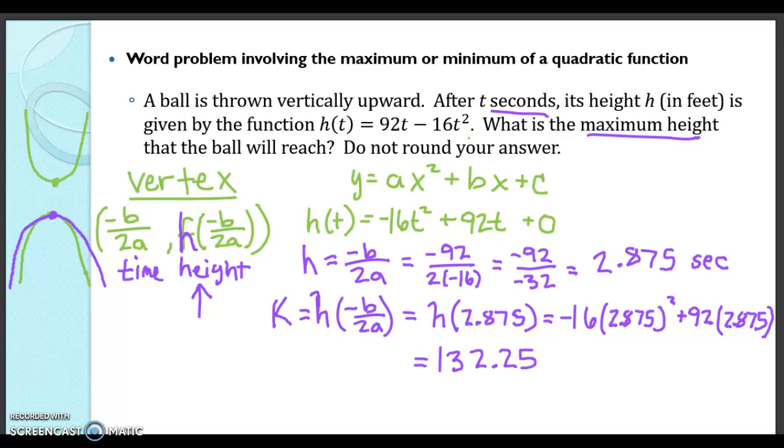So this is our height at the vertex, which is the highest or the maximum height, and we're working in feet. So that ball in 2.875 seconds goes up to a maximum height of 132.25 feet.